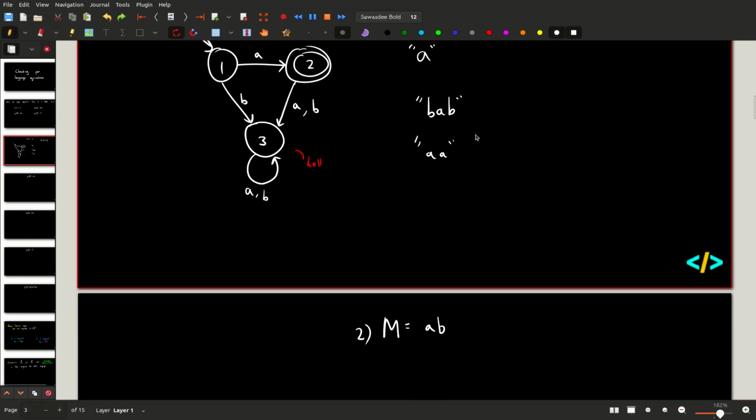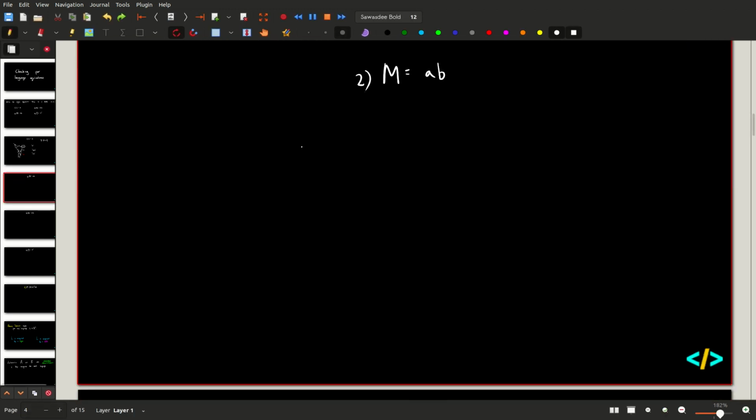Okay, let's have a go at the next one. M equals AB. So this time we're concatenating two characters. How could we draw this as a DFA? Does anyone want to come up?